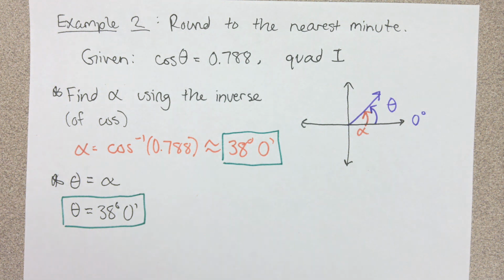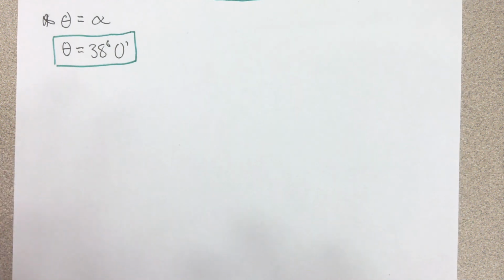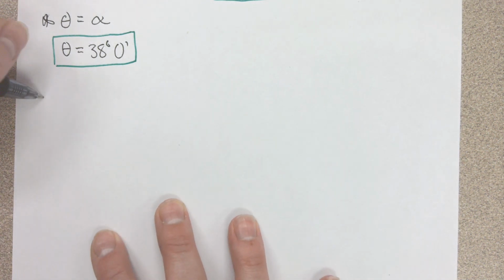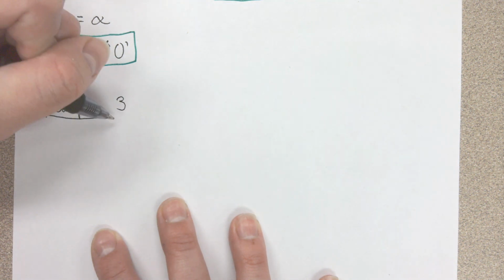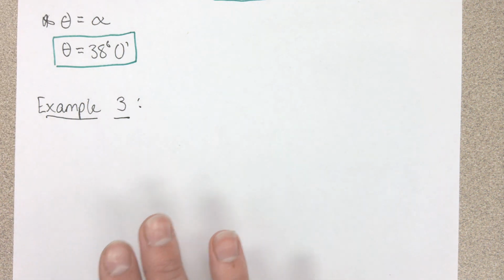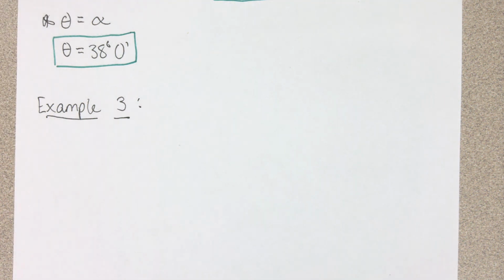Questions on example 2? There are a couple more things I have to show you. Example 3. I'm not going to write it, but again, round to the nearest minute. We're going to do that every single time.